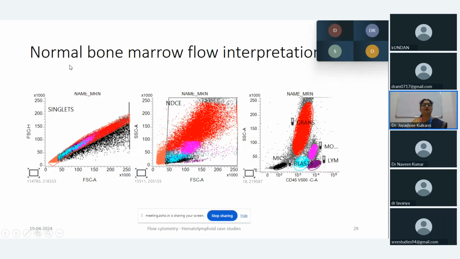How do we regularly go about a normal bone marrow flow interpretation? Now, the first thing is, in a forward scatter area versus height plot, we just choose our singlets. Now, what happens is bone marrow is a very dense sample. There are too many cells, too many debris. There can be fibrin, and then cells can be clumped to each other. So when you look at this plot, you know this area is the area where cells are lying single. So they don't interfere with your interpretation. If you include this, there'll be a lot of debris. These are the doublets. So you remove the doublets.